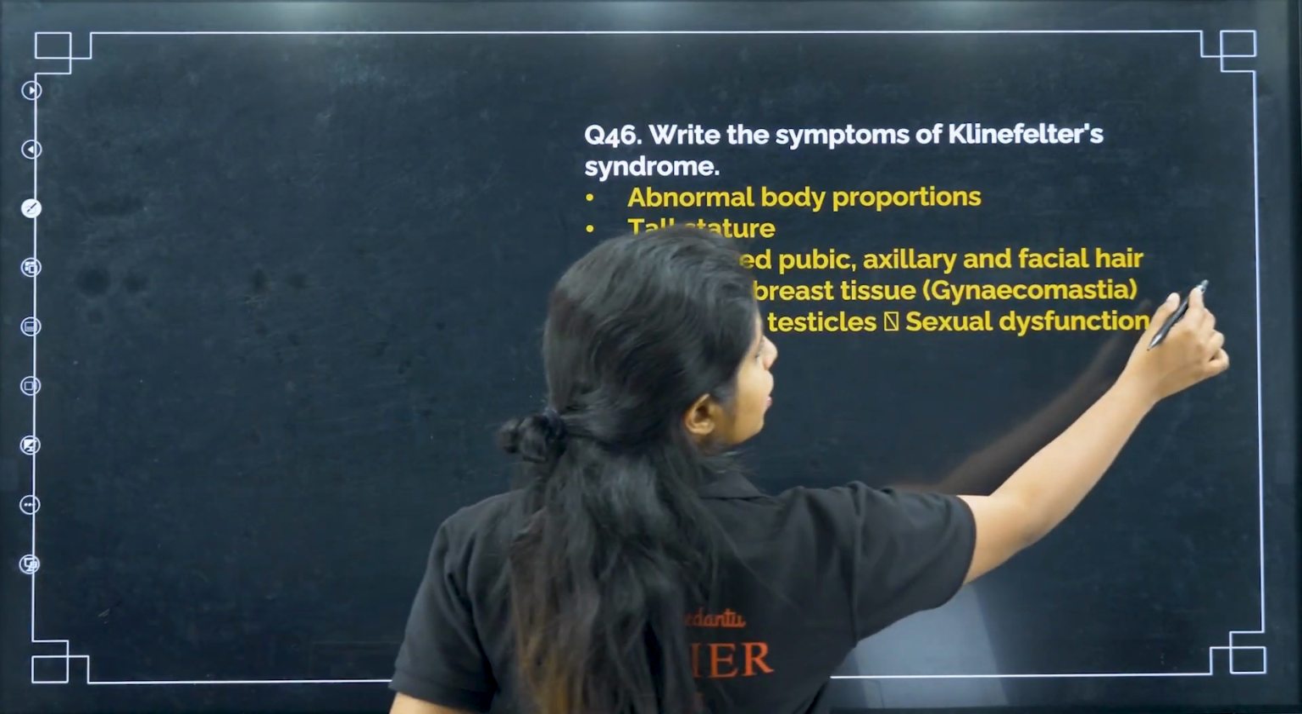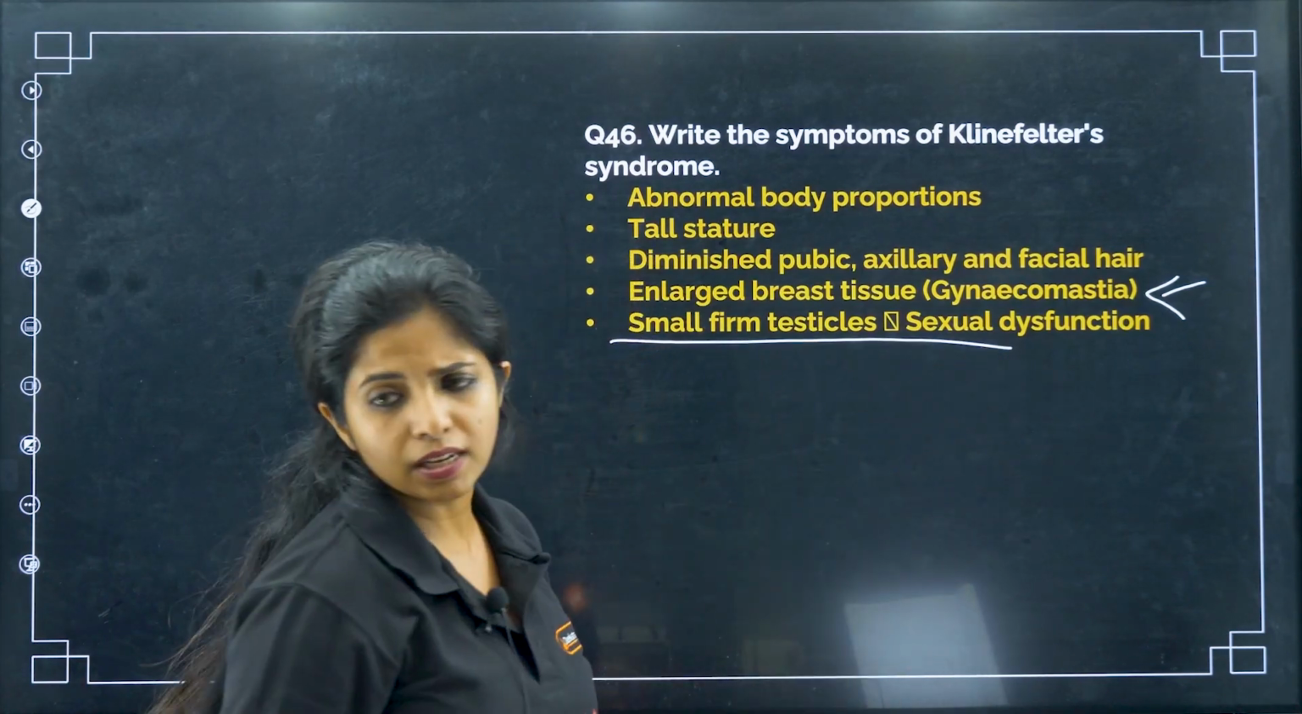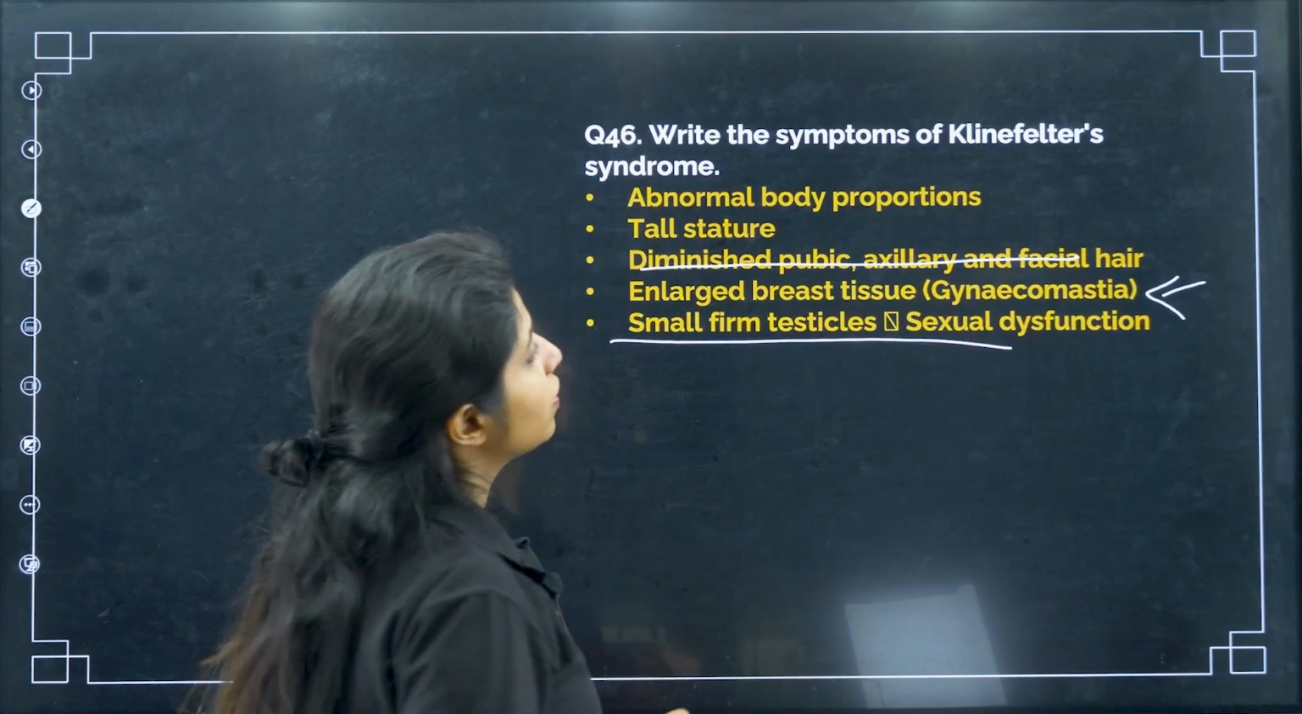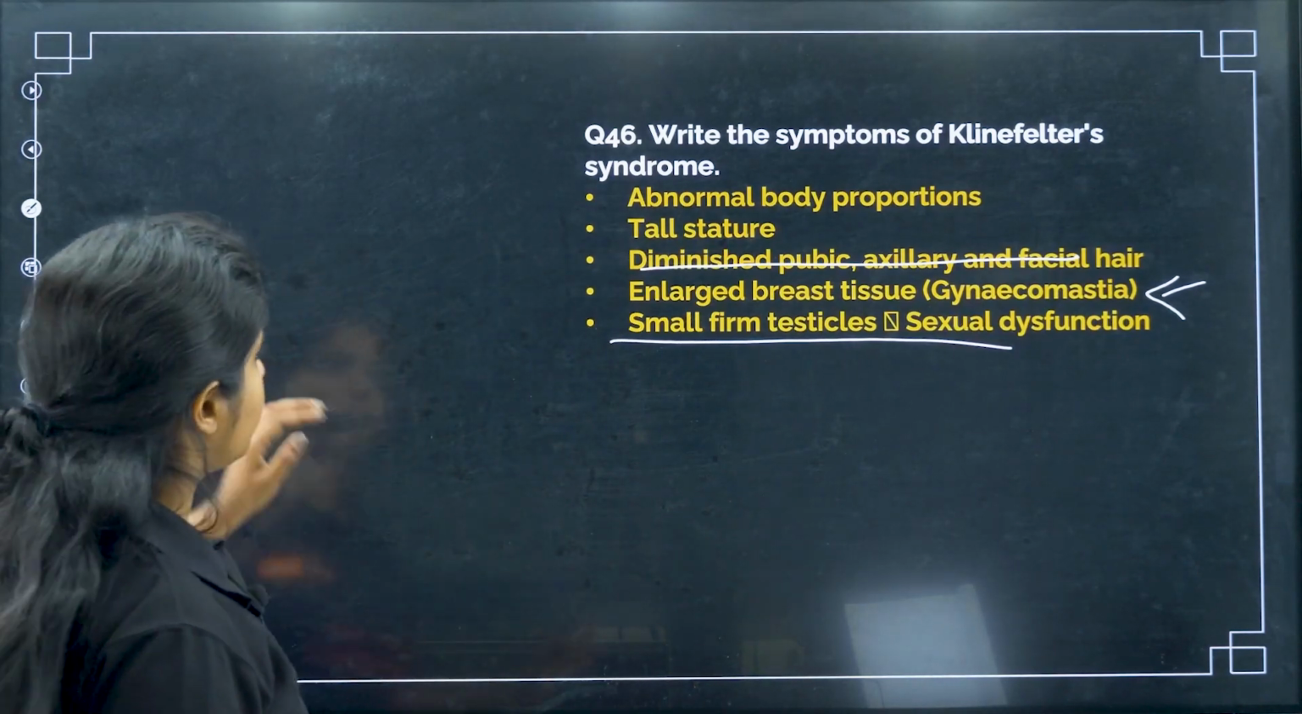Now write the symptoms of Klinefelter syndrome: abnormal body proportion, tall stature, diminished pubic, axillary and facial hair, enlarged breast tissue, that is gynecomastia, and small firm testicles. They do not show sperm formation. Over here they will be having a feminine body.